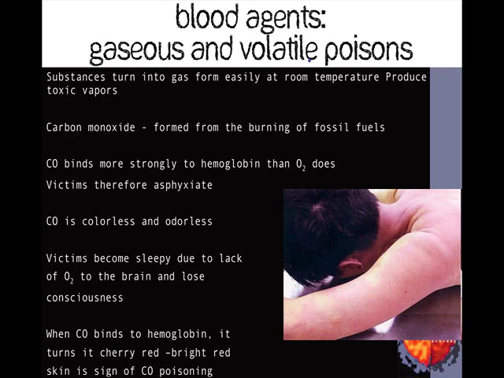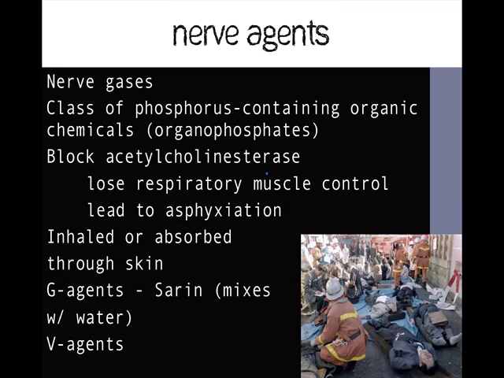Some gaseous and volatile poisons are ones that turn into gas at room temperature and produce a toxic vapor. One is carbon monoxide. This is produced by burning fossil fuels, and since carbon monoxide binds to the same binding site on hemoglobin as oxygen, and binds stronger than oxygen, in a room the victims asphyxiate. Since carbon monoxide is colorless and odorless, they don't know; they become sleepy due to lack of oxygen, and the brain loses consciousness. It also turns the blood cherry red or bright red, so you can see this bright red skin as a sign of carbon monoxide poisoning.